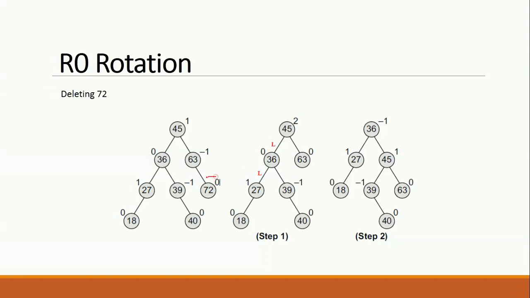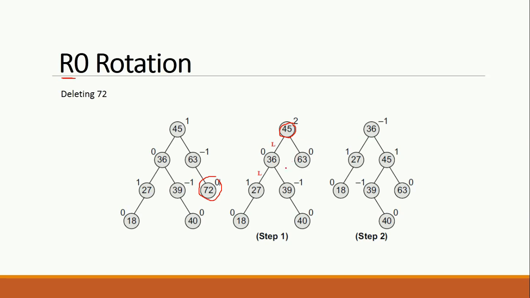Suppose I want to delete 72. I deleted 72 here. Because the balance factors are already given, see here, this node is getting violated. Deletion in R, so R. This node is getting violated. You are deleting in the right, so we look at the left descendant.